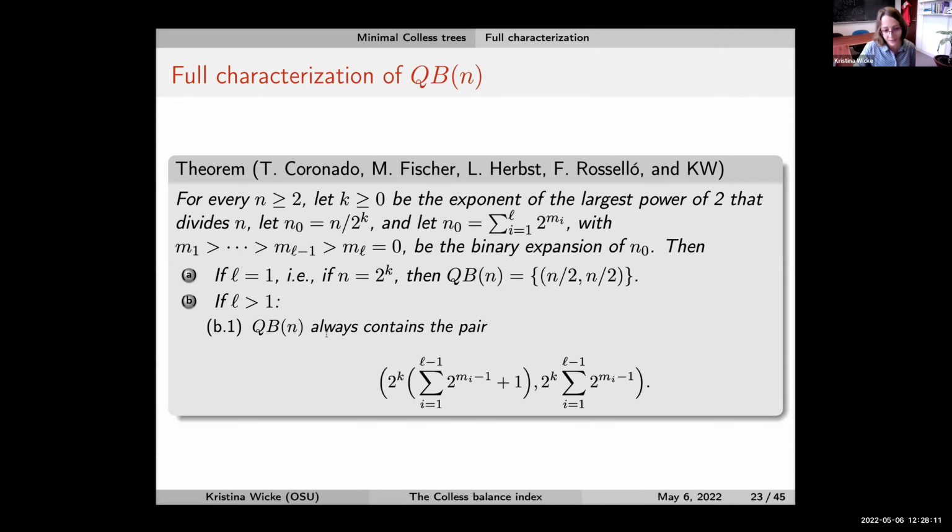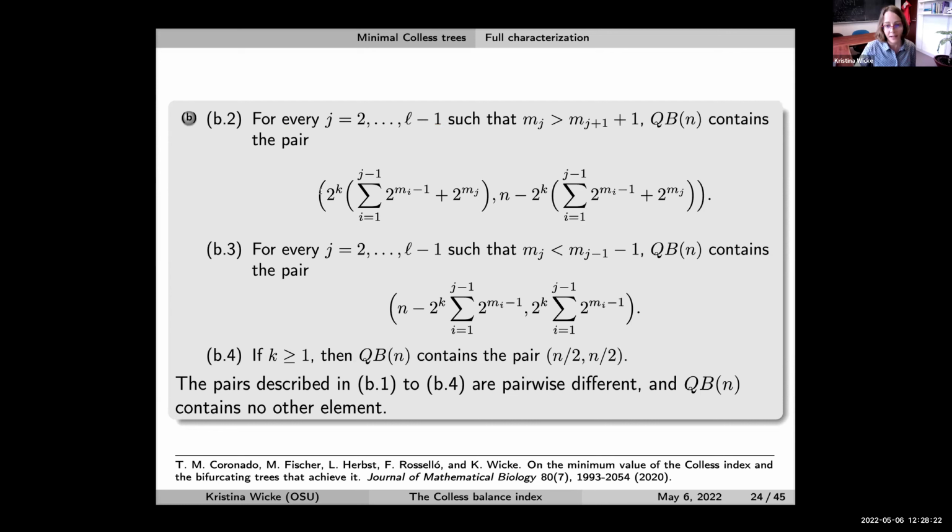But for the other case, if n is not a power of 2, then we have certain rules of what elements will be contained in QBN. So this pair will always be contained, and then we have several additional pairs. As I said, it's not very useful to look at all the details here. But what we can show is that the pairs described in B1 up to B4 are all pairwise different. And in particular, QBN contains no other element. So we can fully characterize the trees with minimum Colless index.